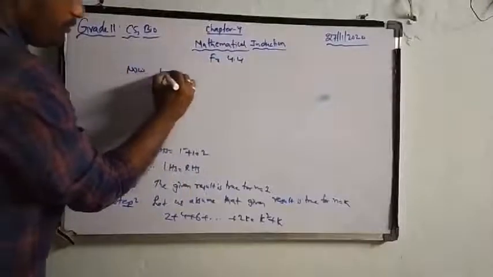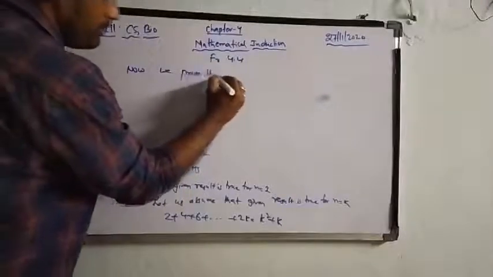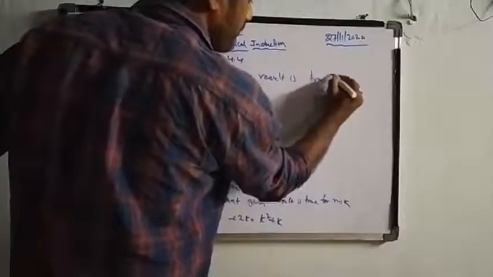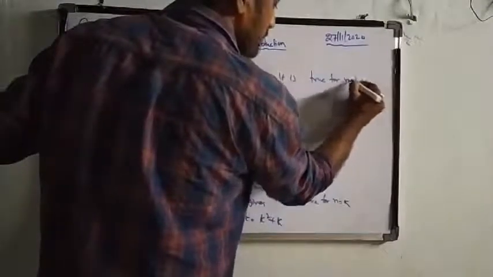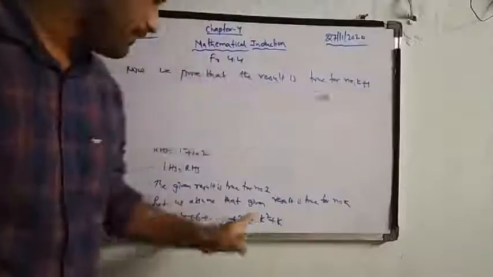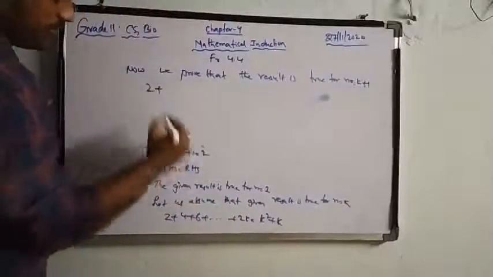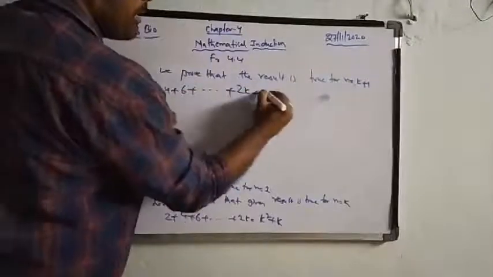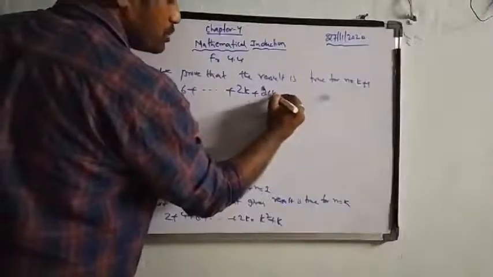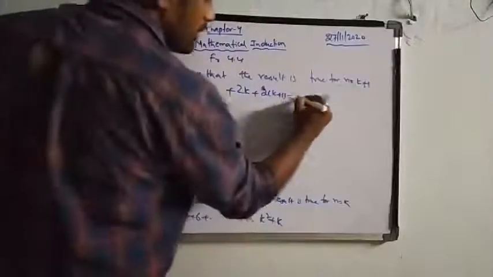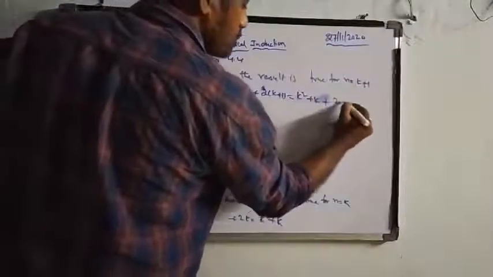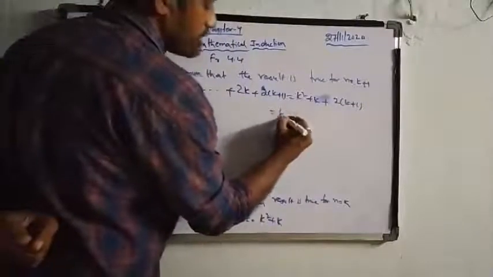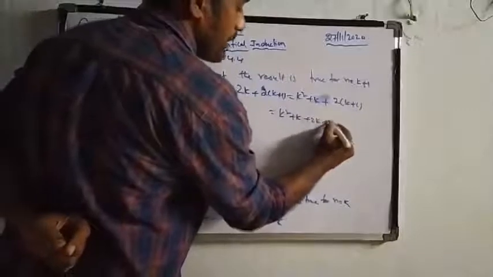Now we prove that the result is true for n equals k plus 1. It means that in place of n we are going to substitute k plus 1. So the given statement will become 2 plus 4 plus so on plus 2k, and we are going to add the next term, that is 2 of k plus 1, is equal to k square plus k plus 2 of k plus 1. So we need to simplify only the right hand side, that is k square plus k plus 2k plus 2.